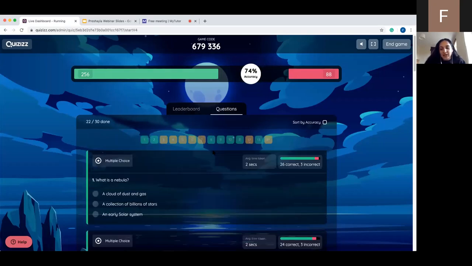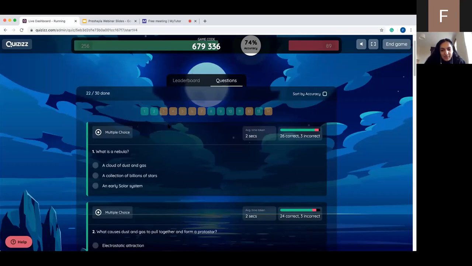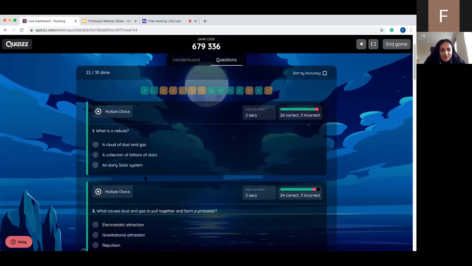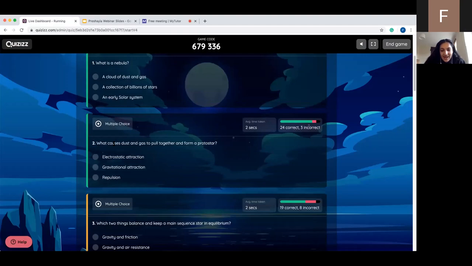Okay, so let's start going through the answers then. First of all, what is a nebula? Loads of you got this correct, which is really great. A nebula is a cloud of dust and gas, so it's what all of our stars start off with. What causes dust and gas to pull together and form a protostar? Dust and gas pull together to create a protostar using gravitational attraction.